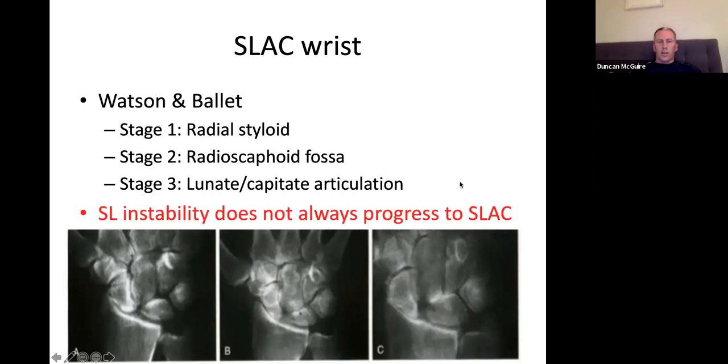And this is different to the SNAC wrist, whereas not all scapholunate instabilities progress to SLAC. So it is a bit debatable sometimes if it's worth actually repairing a scapholunate insufficiency, but that's a talk for another time.